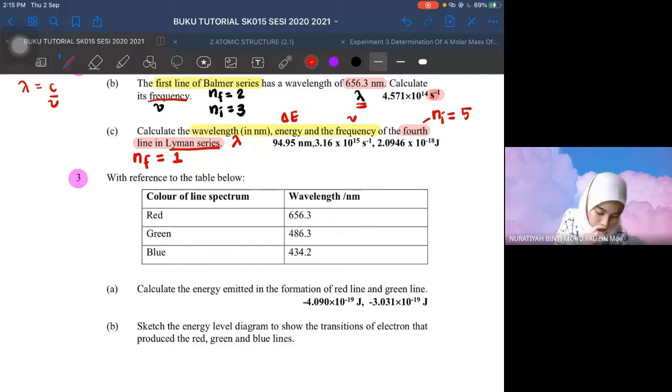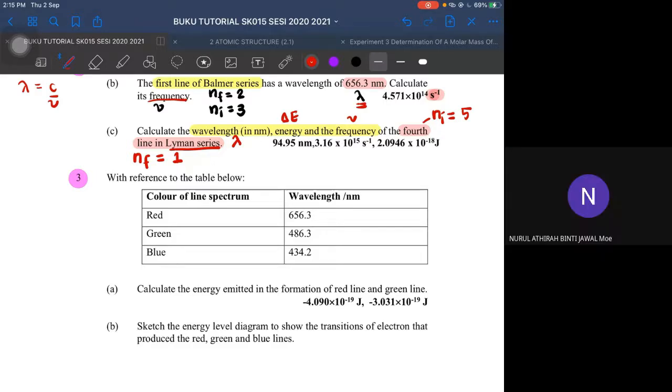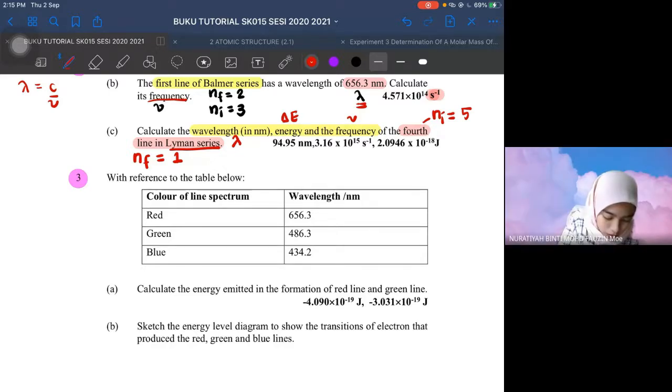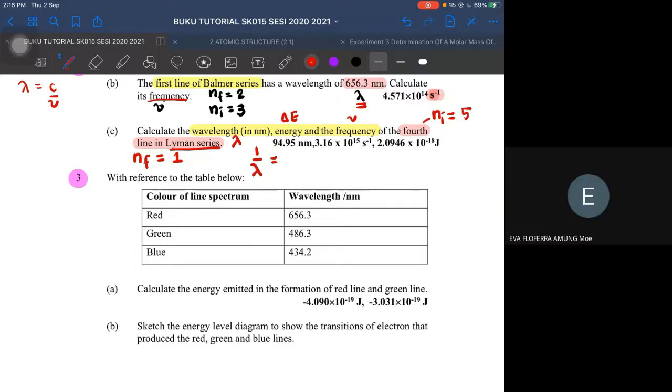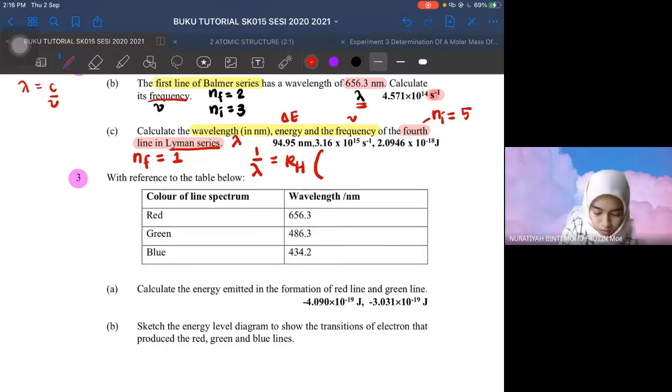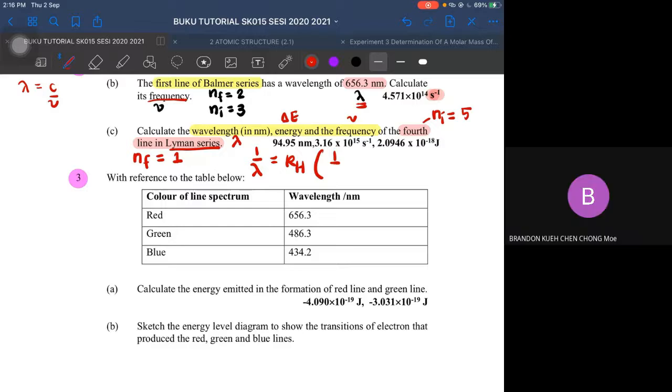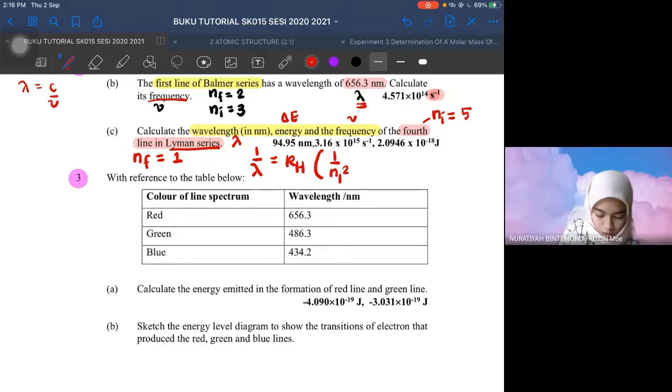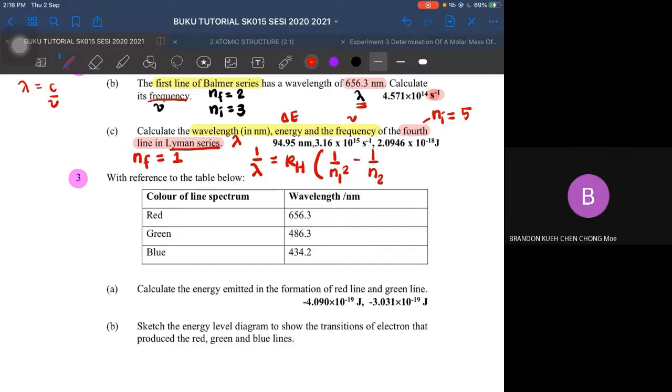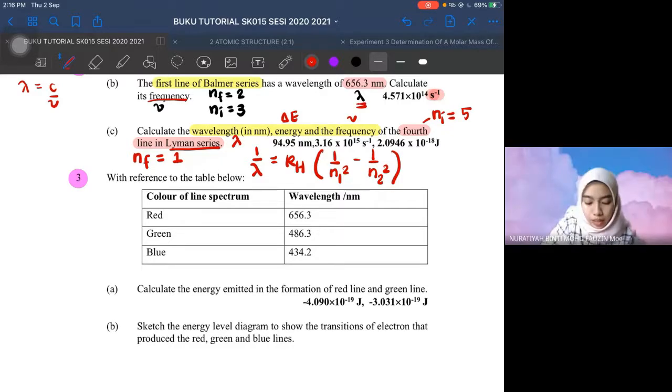So from there, what do we want to find next? We already have the initial and final levels. Lambda. We want to find the wavelength, lambda. What formula? 1 over lambda equals R_H, bracket, 1 over N1 squared minus 1 over N2 squared, where N1 is smaller than N2.